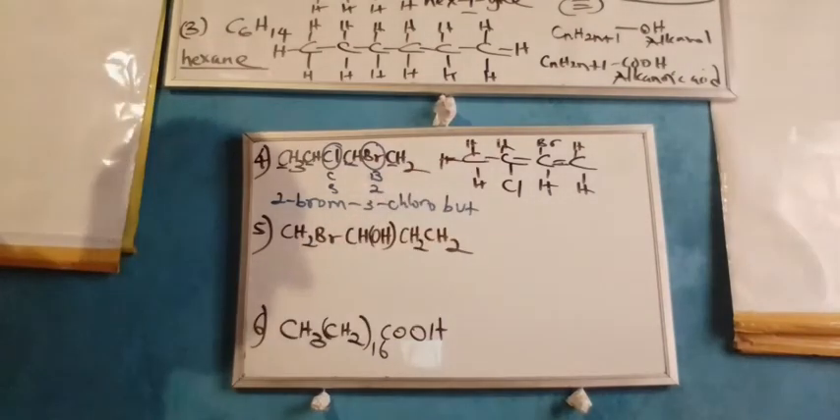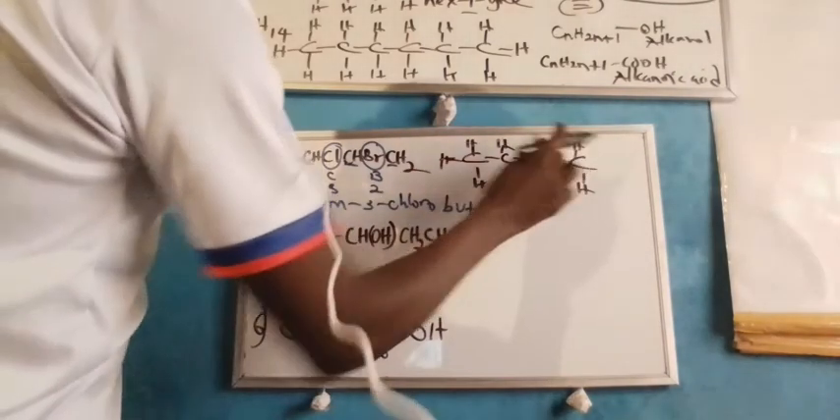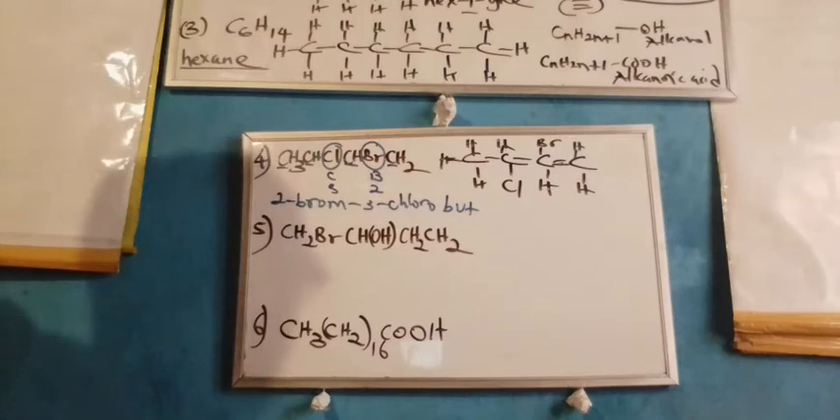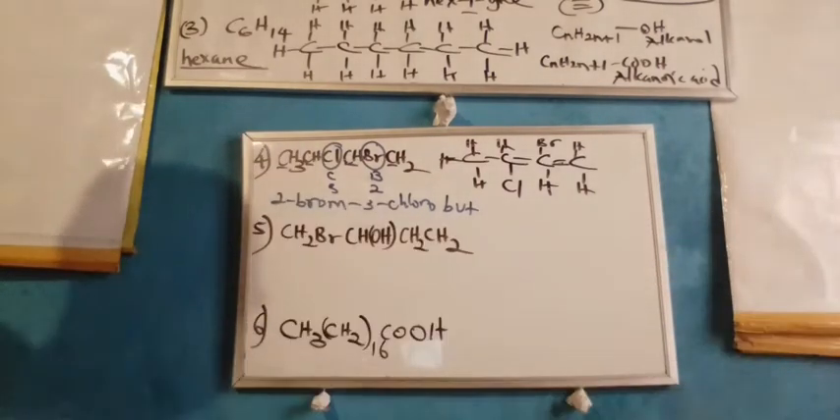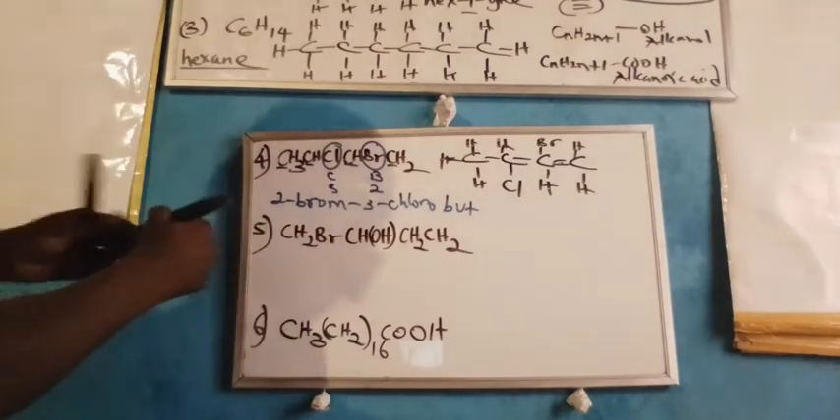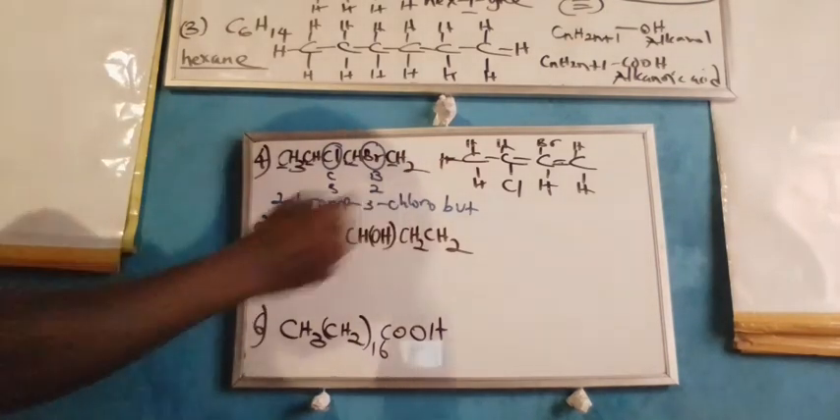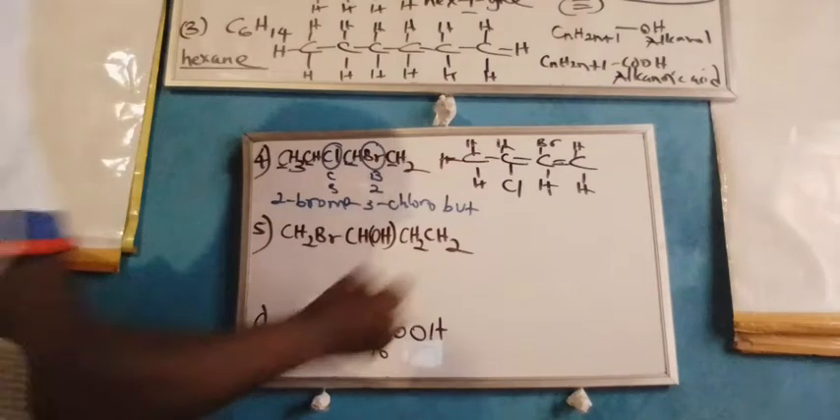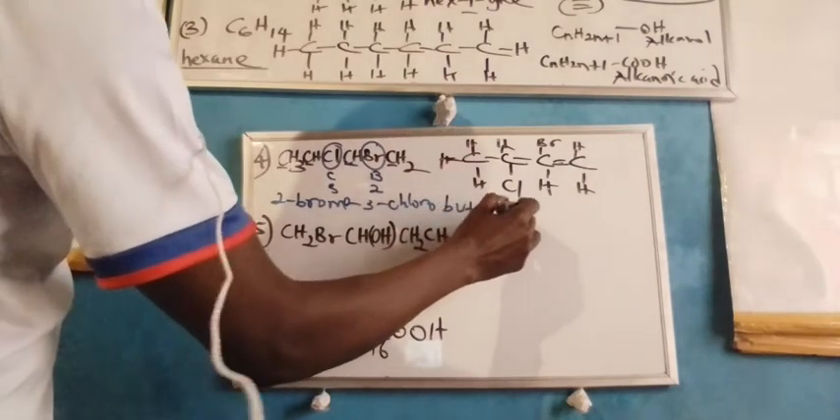So that is a what? A butene. Now, the double bond has been represented on the side closer to bromine. So that is a clear indication that I'm still going to name it from the side close to bromine. In this case, I have 2-bromo-3-chloro-but-1-ene.